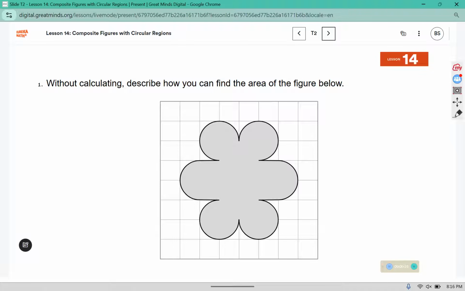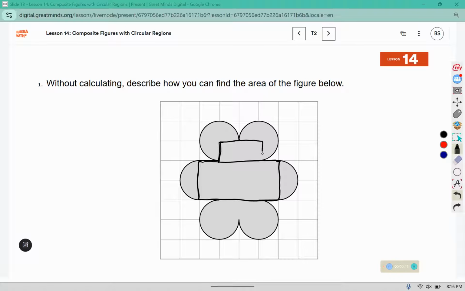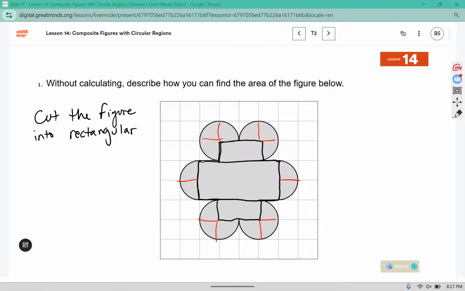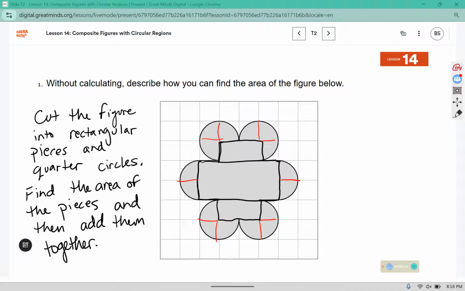Without calculating, describe how you can find the area of the given figure. So it has pieces that are parts of a circle, but then it also has sections that are rectangular. So we can cut the shape up into rectangles and quarter circles and calculate the area of each of those pieces and then find the total. The total of the rectangular pieces and all the quarter circle pieces would be the area of the figure.